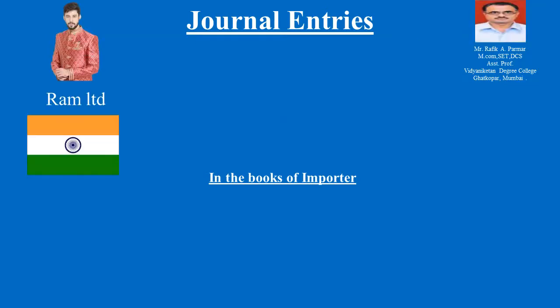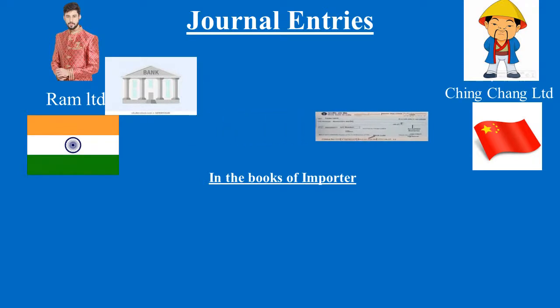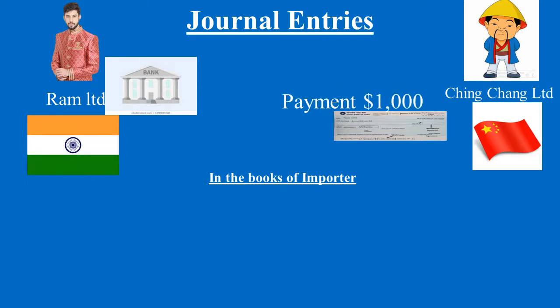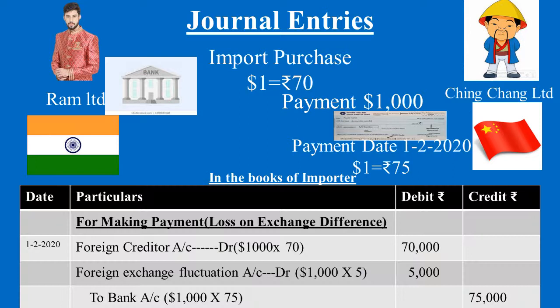Let us see the next transaction. Ram Limited is making some payment to Ching Chang Limited. This is a payment of $1,000, and the payment is made on 1st February 2020 when the dollar rate is 75, and at the time of import purchase the dollar rate was 70. Now let us see how to pass the entry for this transaction. For making payment, first of all, who is the receiver of the benefit? The foreign creditor is the receiver of the benefit. So Foreign Creditor Account debit.